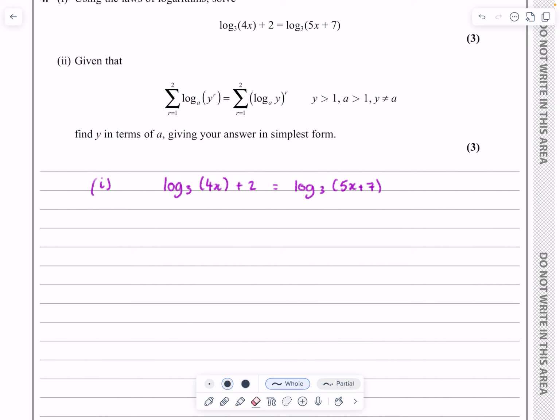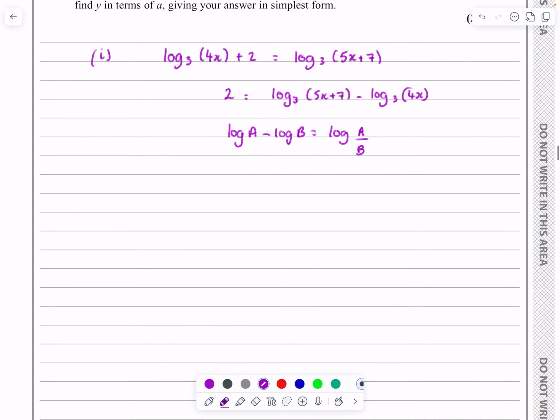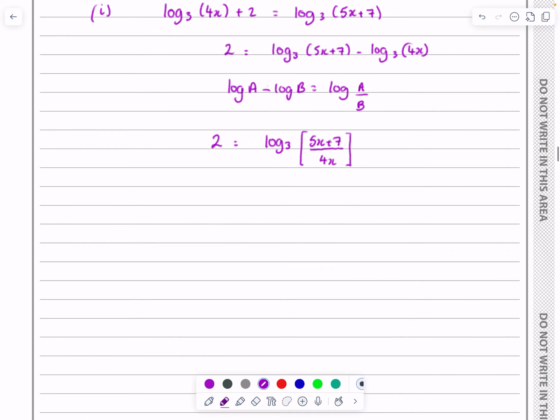So as I've just said, 2 is equal to log to the base 3 of 5x plus 7 minus log to the base 3 of 4x. One of our log rules says that if we've got log A minus log B, that's the same as log A over B. So I'm going to get that 2 equals log to the base 3 of the fraction 5x plus 7 all over 4x.